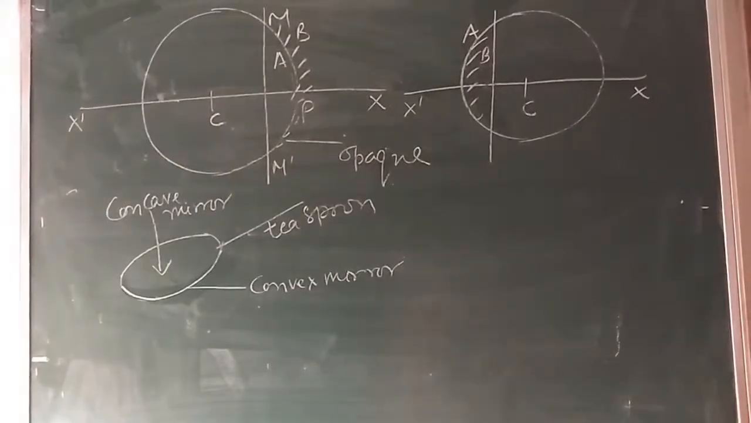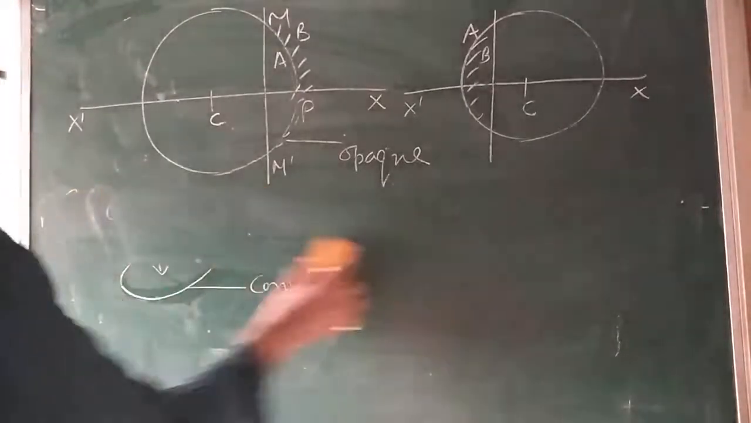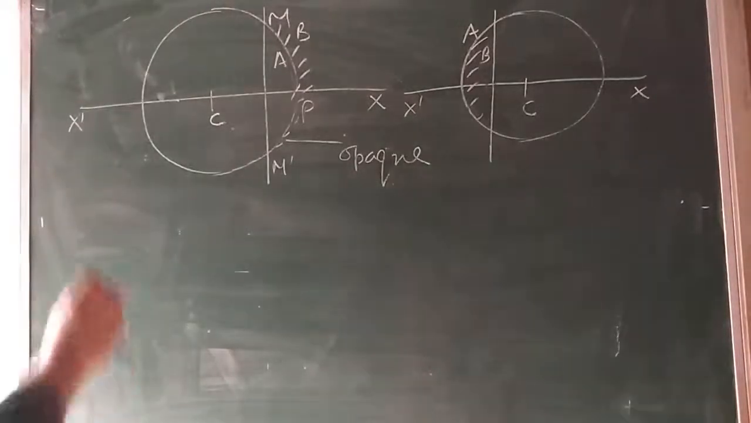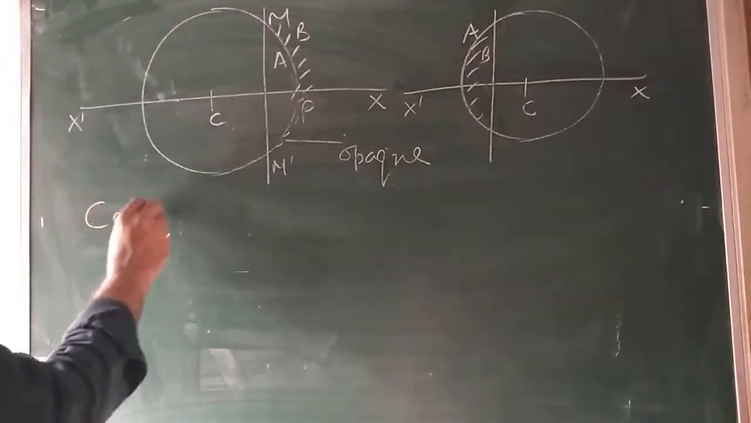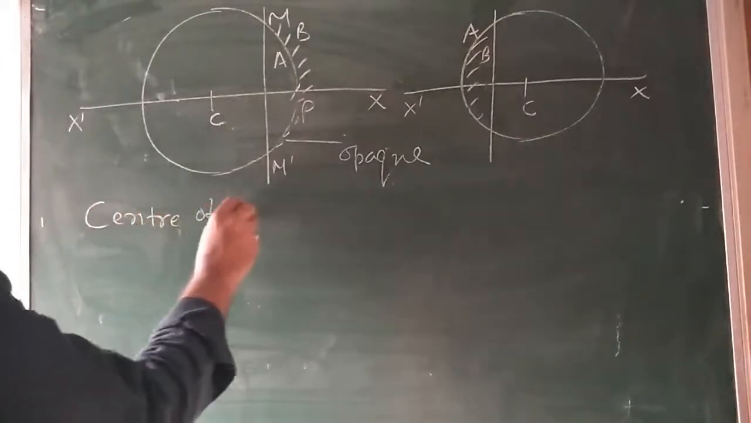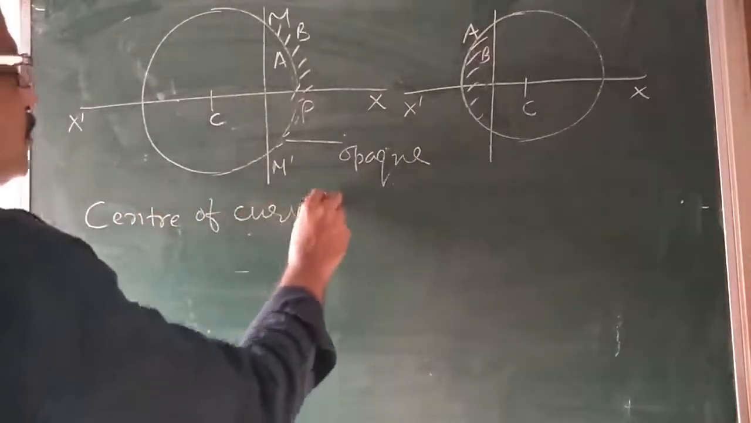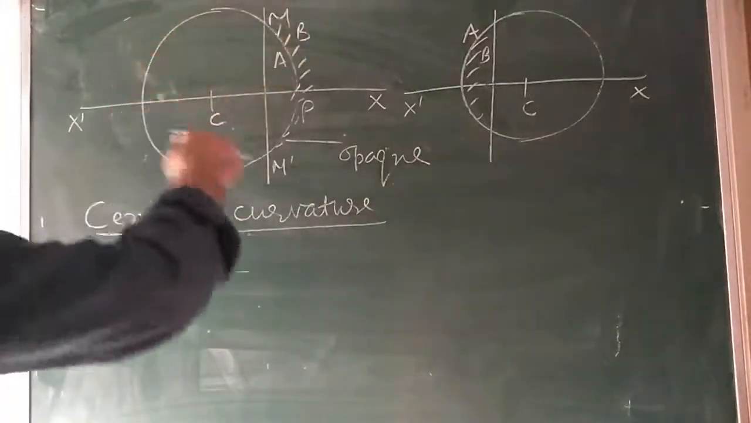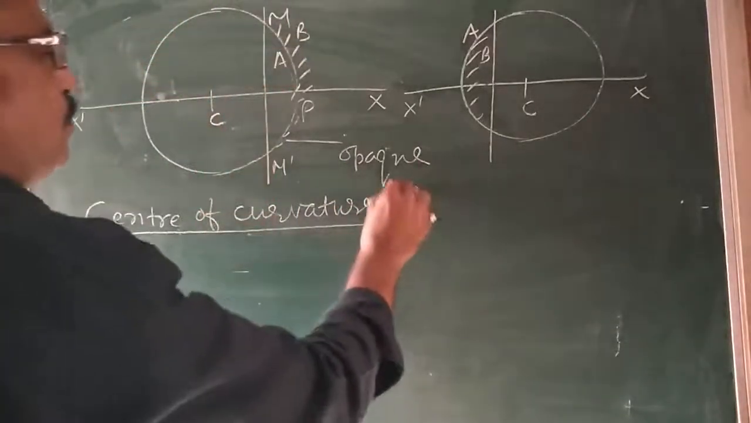Now, these are the two types of mirror we have seen here. Some definitions related to these mirrors. First one is center of curvature. What is the meaning of center of curvature? Center of curvature, center of this sphere. This is symbolized by C.